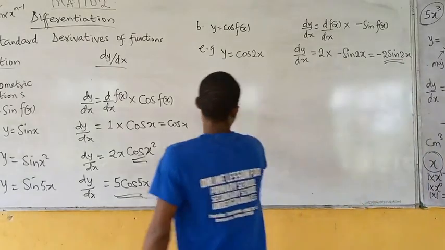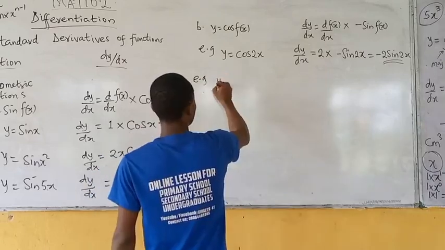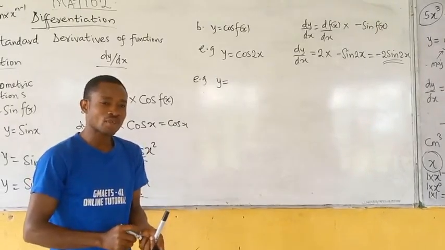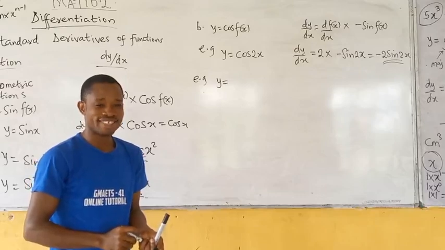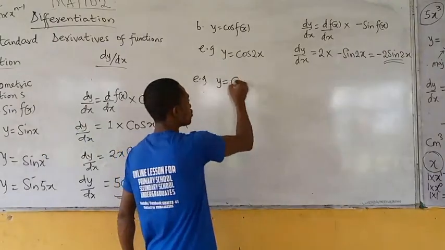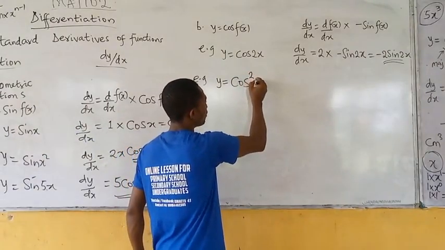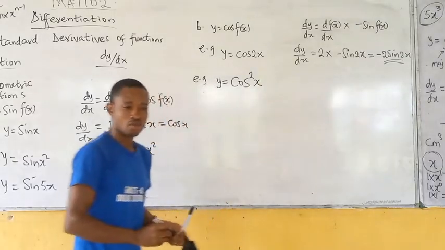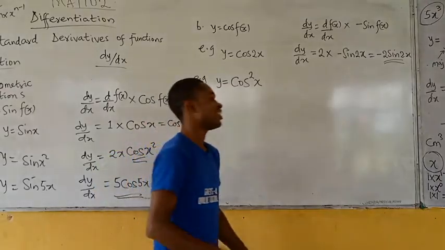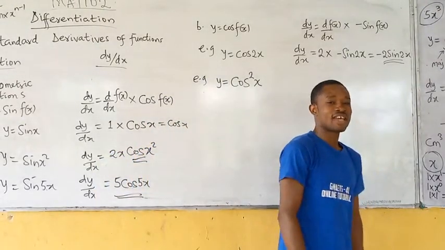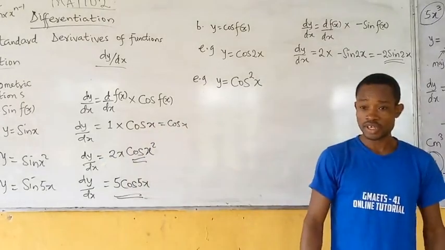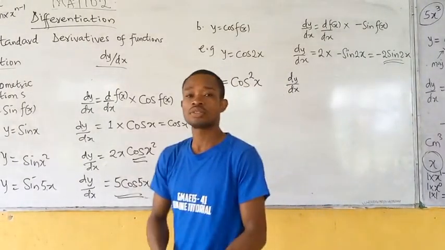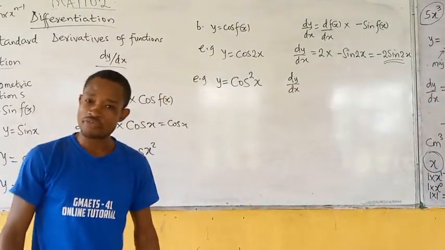Okay. Let's look at another example. Y is equal to, I want to give you this guy. This guy is not all that funny, but I would like us to do it. I'll guide you. Cos square x. Let's see how we differentiate this one. Are we together? Dy dx. You would think that it's difficult. It is not. Why not wait for us to do it? Then you'll find out that it is very simple.